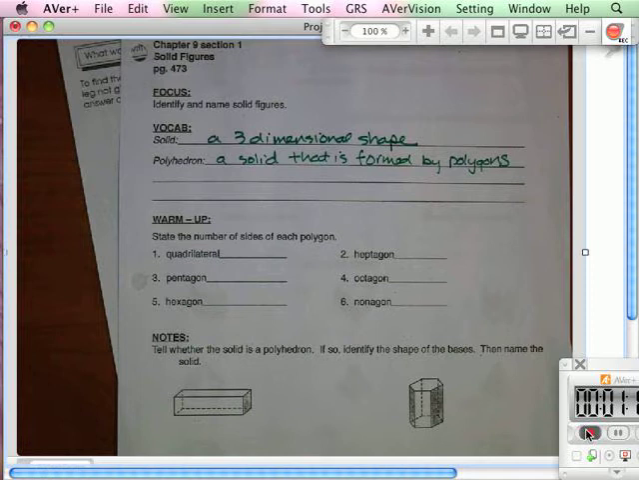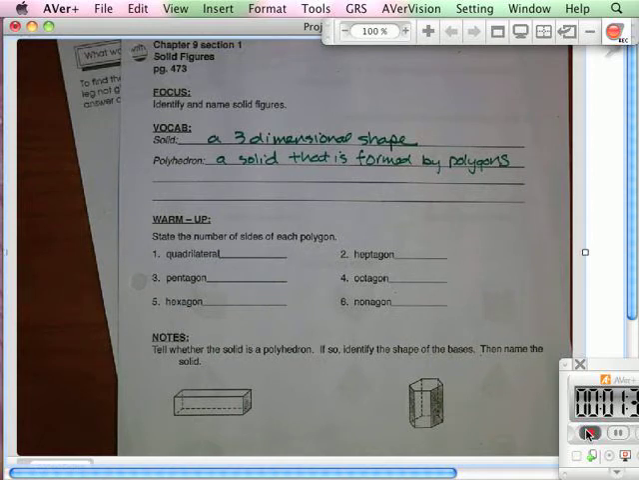Okay. Is this a polyhedron? Pretending there's a bottom here. Is this a polyhedron? Yep. A solid formed by polygons. Does this meet the definition? No.